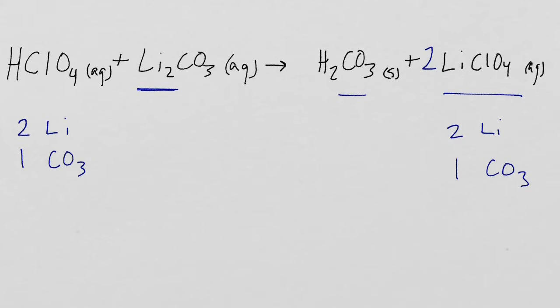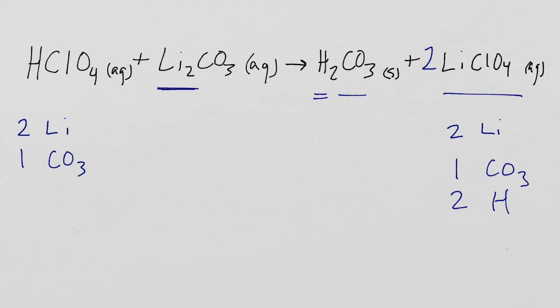I noticed that with that carbonate I've got 2 hydrogens. We've got 2 hydrogens over here, and we've only got 1 hydrogen on this side. So let's put in a 2. So that gives us 2 hydrogens. And what does that do for the chlorines? It gives us 2 chlorines and 8 oxygens. So let's go over here, and it looks like we'll have 2 chlorines and 8 oxygens.